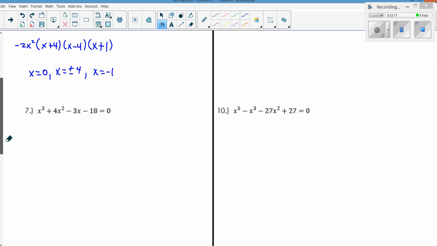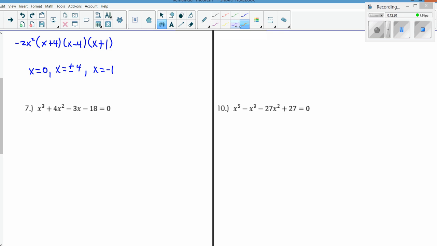Alright, next one. Number 7. Okay, so I see 4 terms, so I'm thinking factoring by grouping. This one, you guys have a solution of -3. So, -3, I have a 1, I have a 4, I have a -3, and I have a -18. Alright, so I bring down my 1, you do your synthetic division. I get -6, I get 18, and that right there tells me that this was a solution.